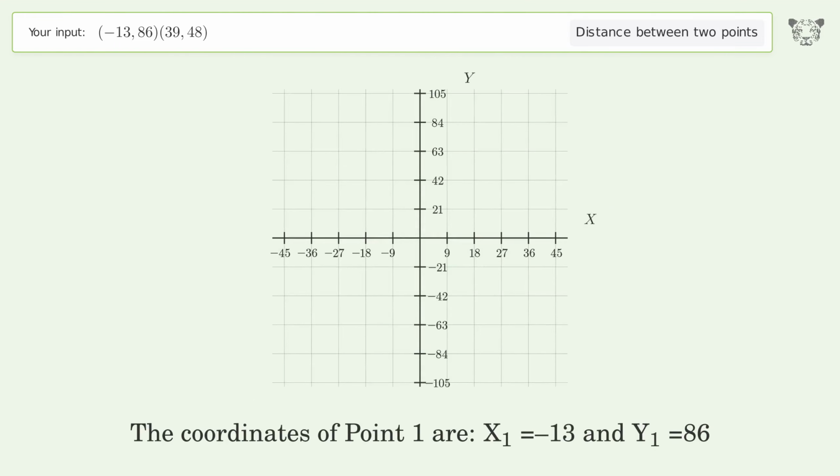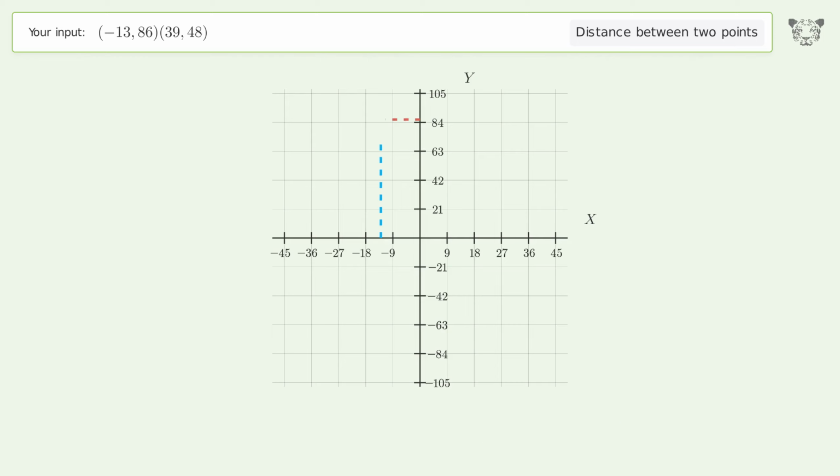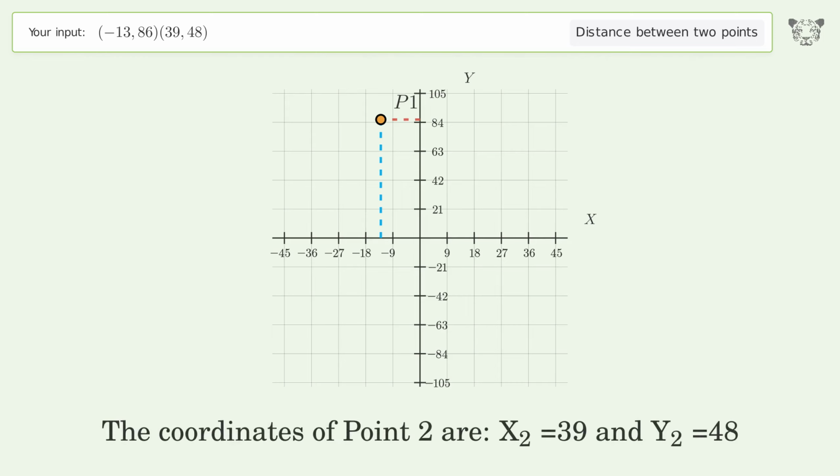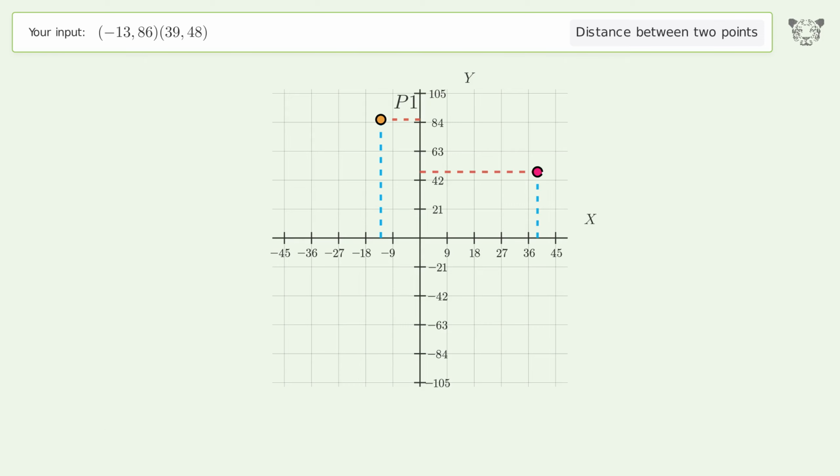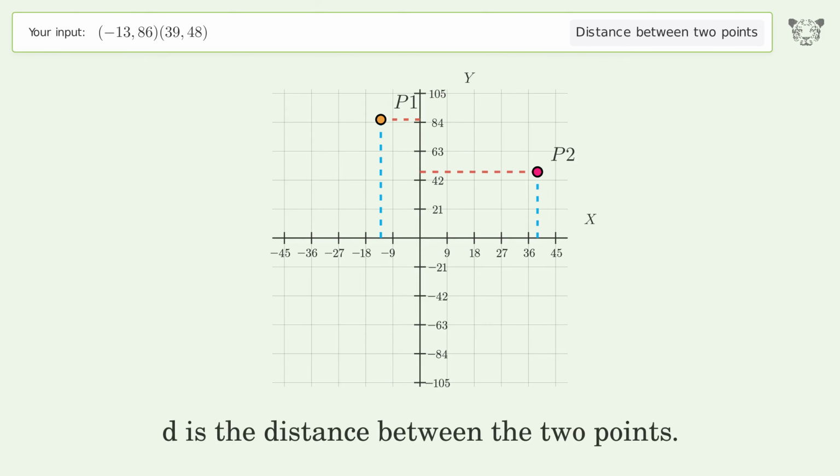The coordinates of point 1 are x1 equals -13 and y1 equals 86. The coordinates of point 2 are x2 equals 39 and y2 equals 48. D is the distance between the 2 points.